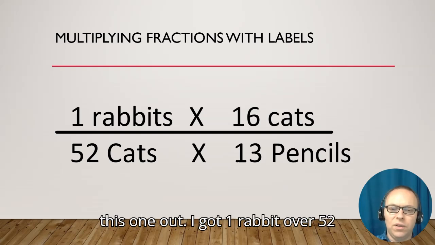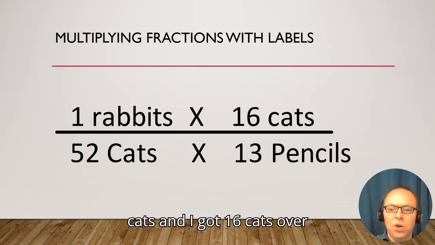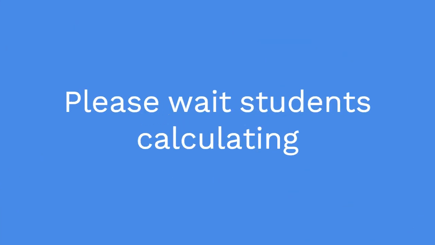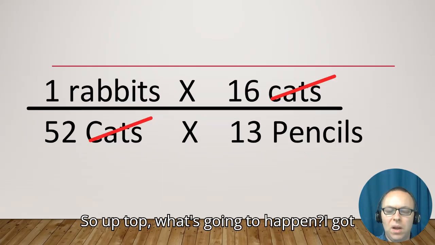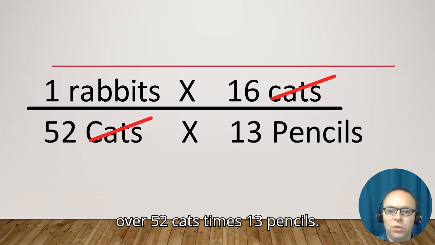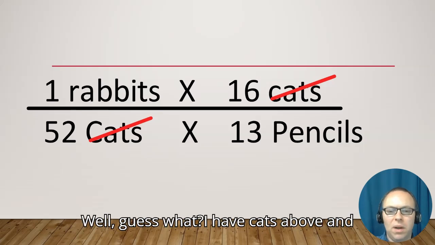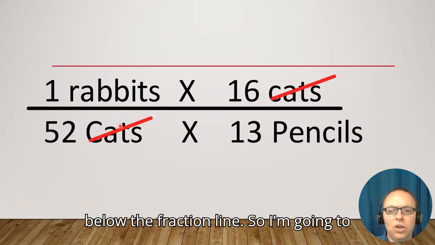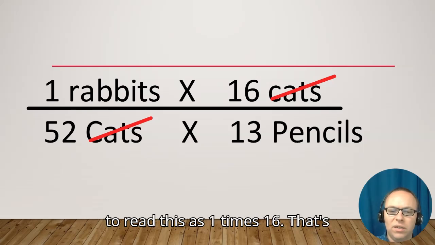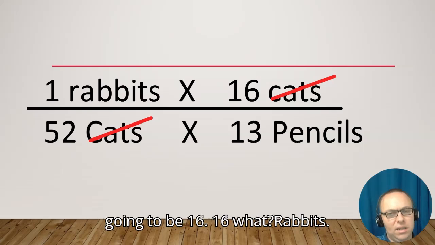Alright, let's see if you can't figure this one out. I got 1 rabbit over 52 cats, and I got 16 cats over 13 pencils. So up top, what's going to happen? I got 1 rabbit times 16 cats all over 52 cats times 13 pencils. Well, guess what? I have cats above and below the fraction line. So I'm going to erase it because it canceled, right? It's all gone. Cats do not exist. So I'm going to read this as 1 times 16. That's going to be 16.